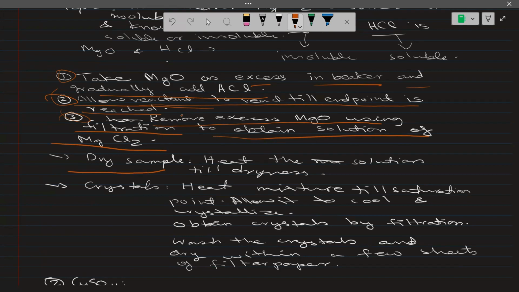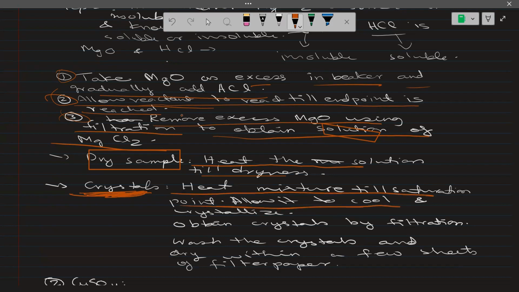But if it's asked to give a dry sample, then the solution which we have obtained, we will heat it till dryness. That's simple. But if it says to give it as crystals, then we'll write that we heat the mixture till saturation point, allow it to cool and crystallize.